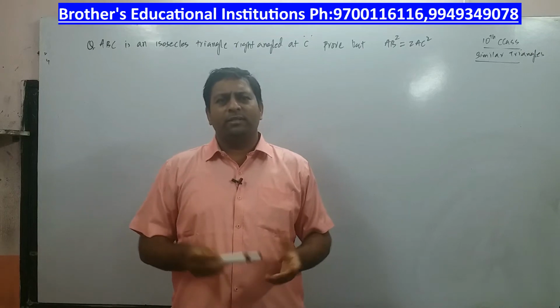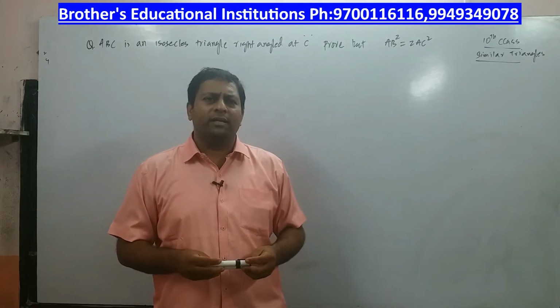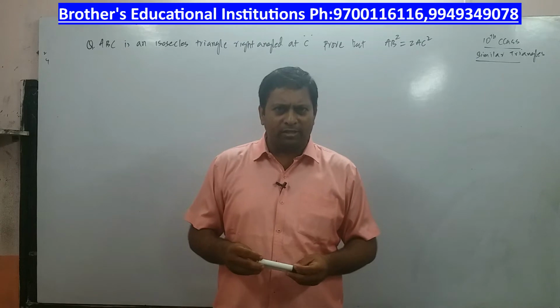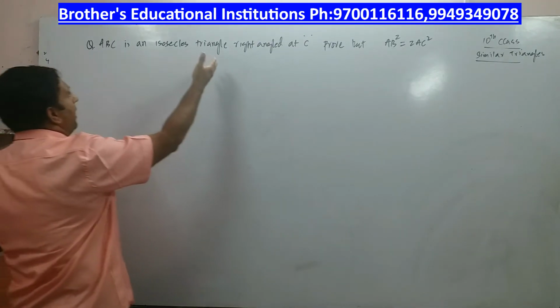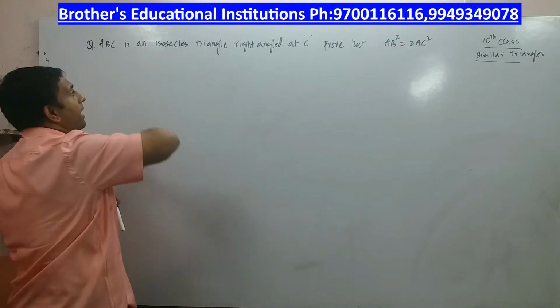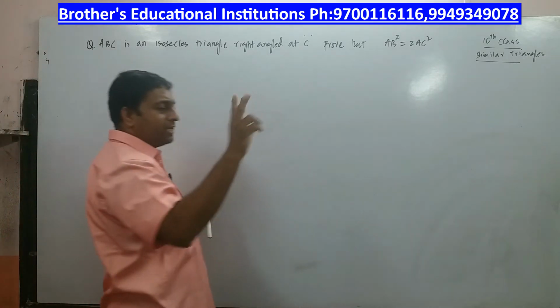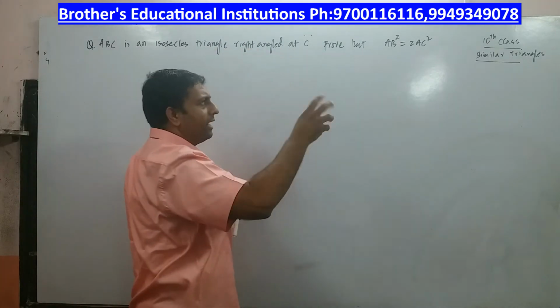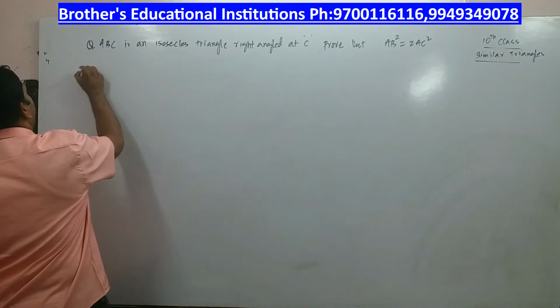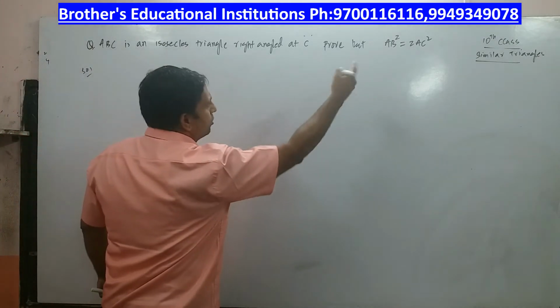Hi students, let us continue our similar triangles and the problems related to Pythagoras theorem. You have a very simple question in front of you. ABC is an isosceles triangle, right angle triangle. Two things are there: one, it is an isosceles triangle, second, it is a right angle triangle. What are you supposed to prove? AB square is equal to 2 times AC square.